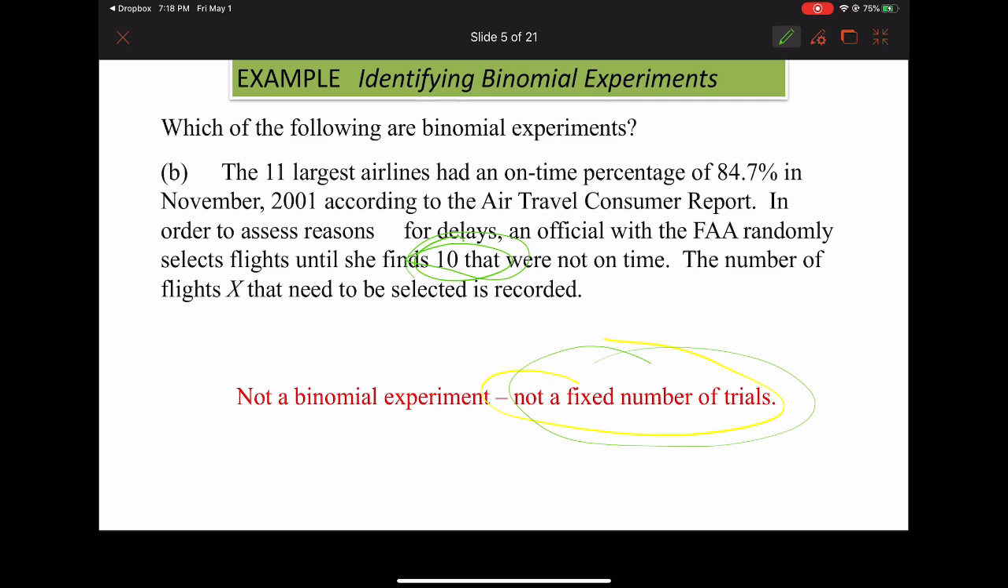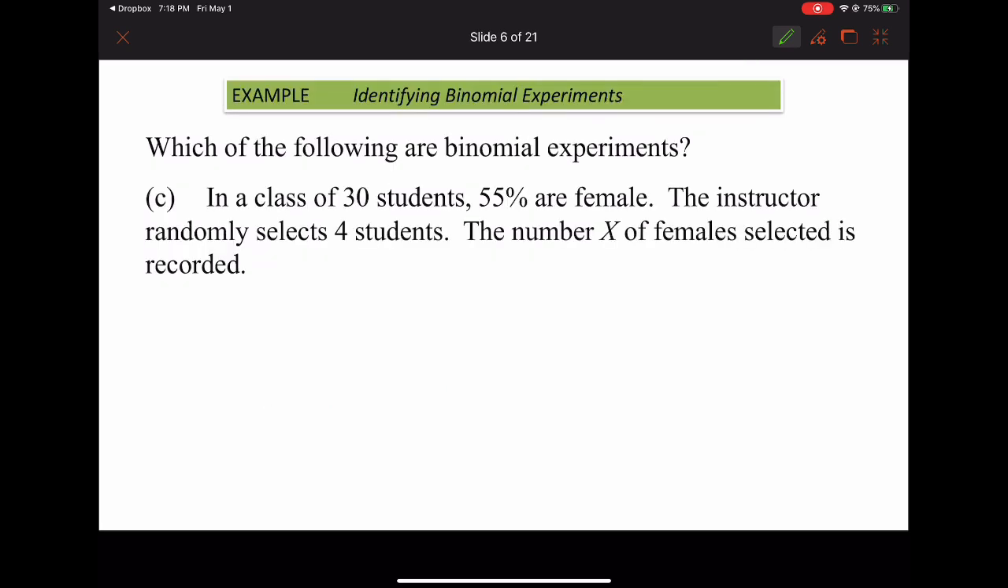Okay, so let's go on to the next one. In a class of 30 students, 55% are female. The instructor randomly selects 4 students. The number X of females selected is recorded. So let's stop and think about this a little bit. Is this a binomial experiment? Go through those 4 things in your head.